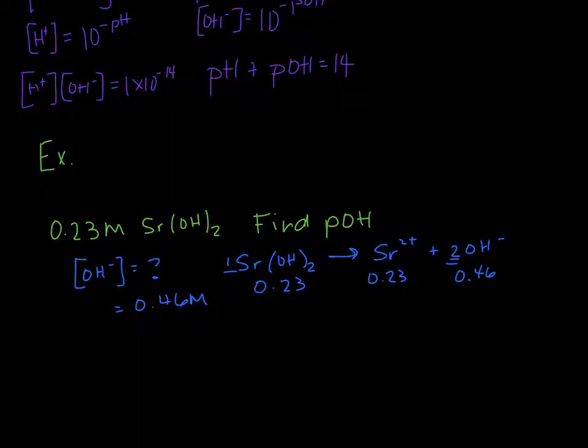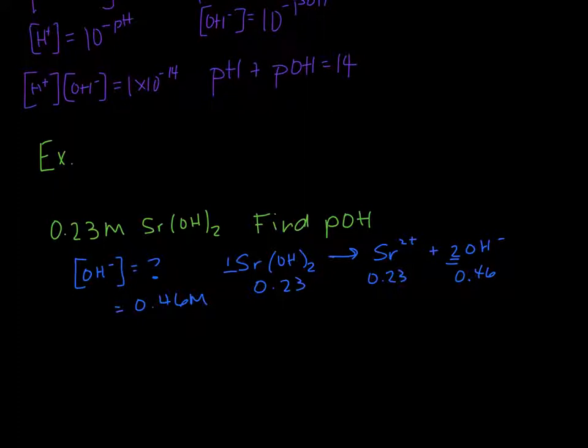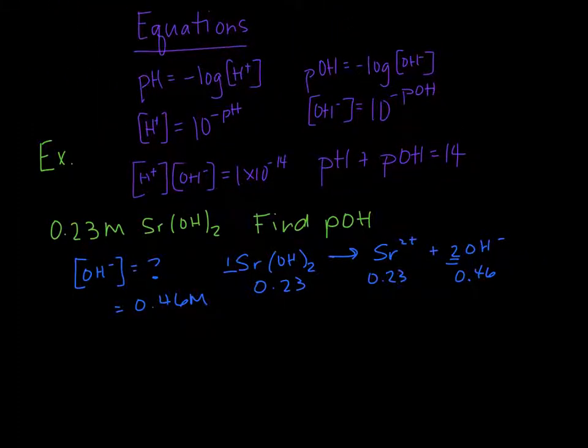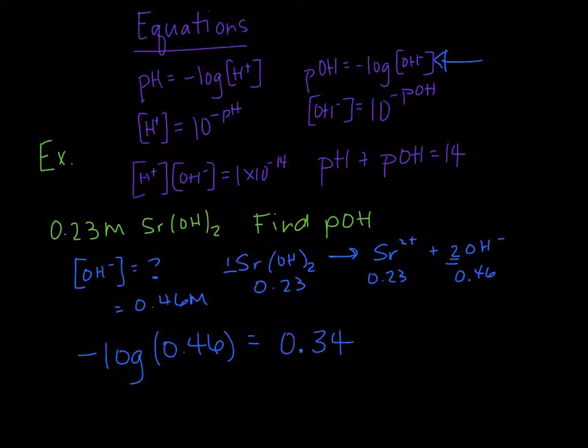So to find the pOH, let me bring my equations down here. To find the pOH, we're going to take the negative log of the OH. So if I take the negative log of 0.46 in a calculator, I end up with 0.34. And so this is my pOH.